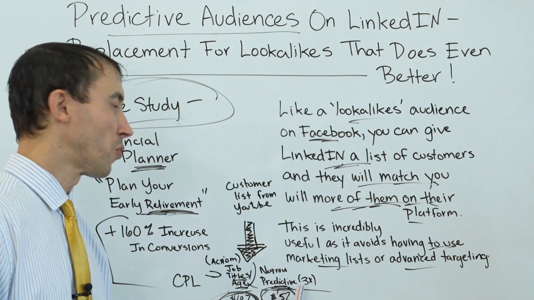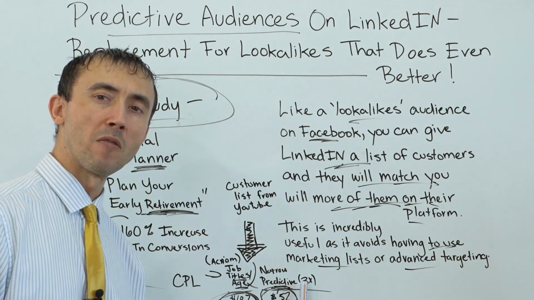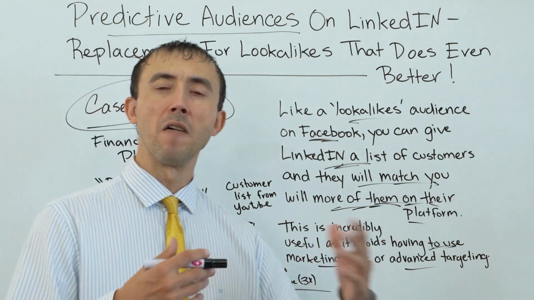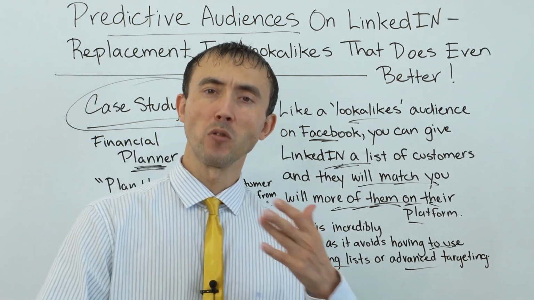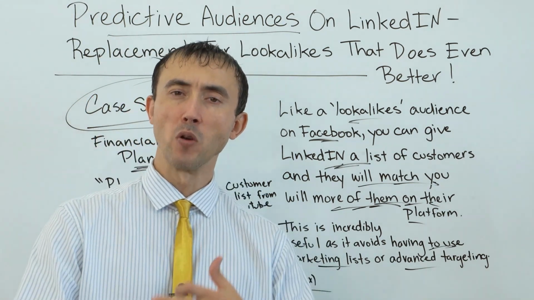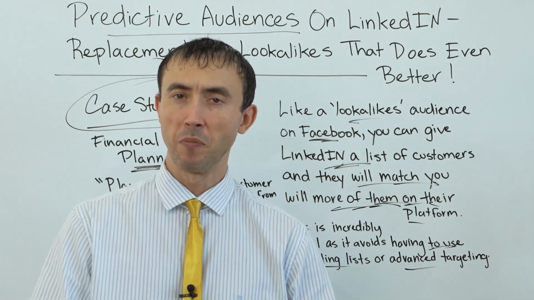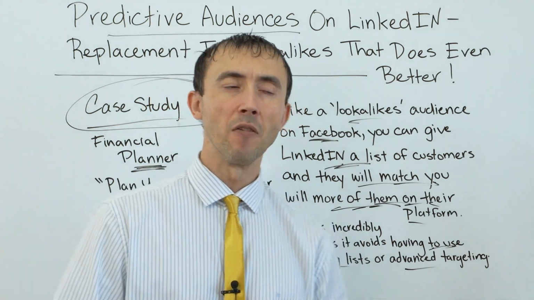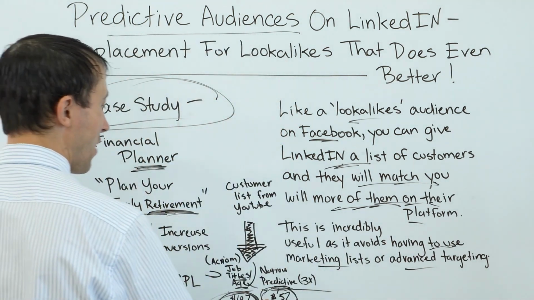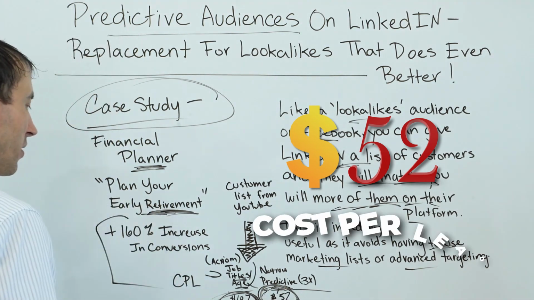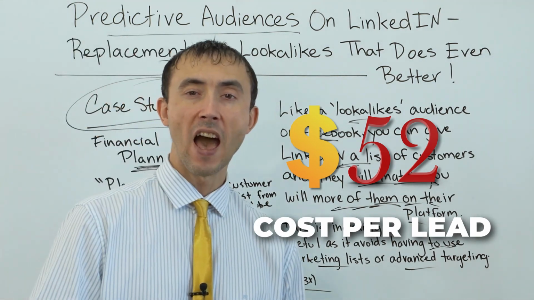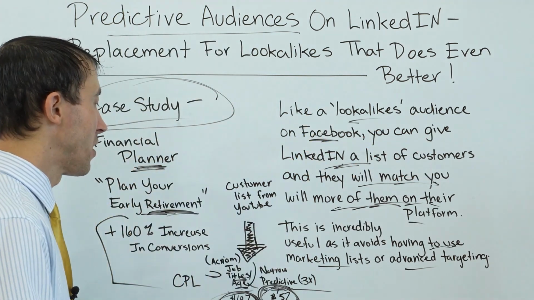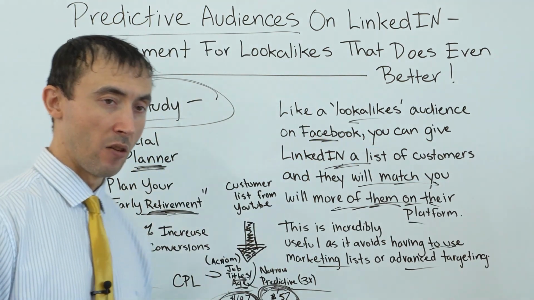So we did 3 notches over. So basically around 3% of the US population, we targeted them, 3%. And of the people that were the most correlated with the customer list that we uploaded, we got to a $52 cost per lead. So we literally dropped our cost per lead in half, a little more than half, just by using the predictive audiences on LinkedIn. So they work.